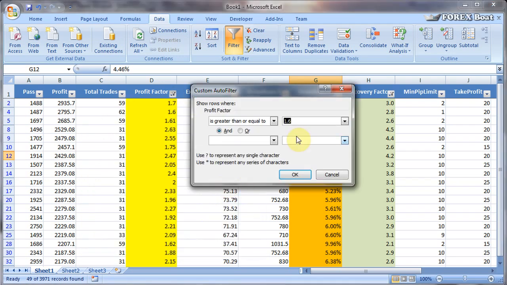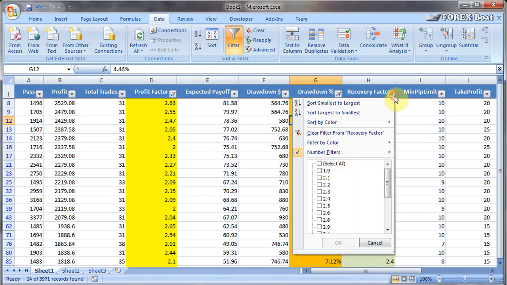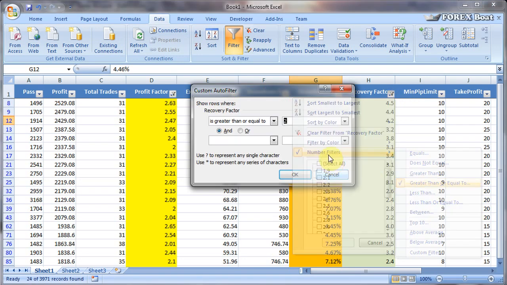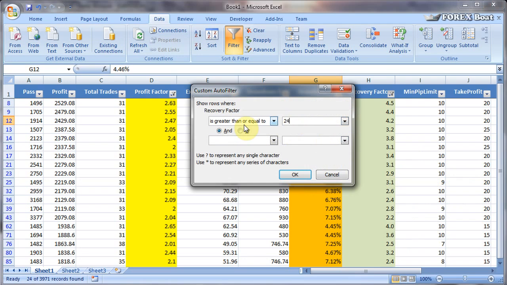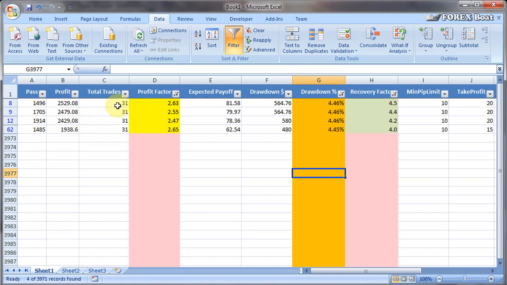So greater than or equal to, because remember the 1.6 value is a minimum. So how about we set that to 2? We set the profit factor to be at least 2, and then we set the recovery factor to be at least 4, for instance, so double the required minimum. And right away we were left with only 4 optimization results that fit this criteria.